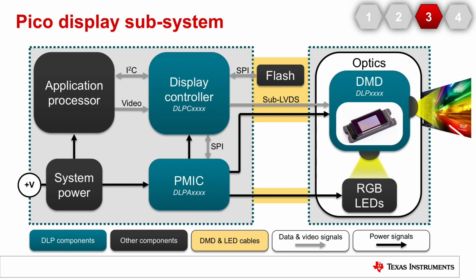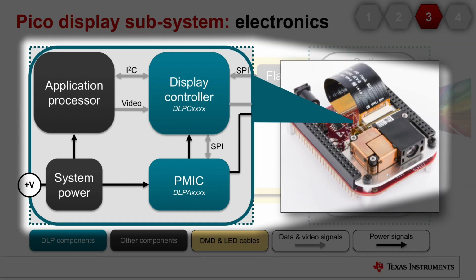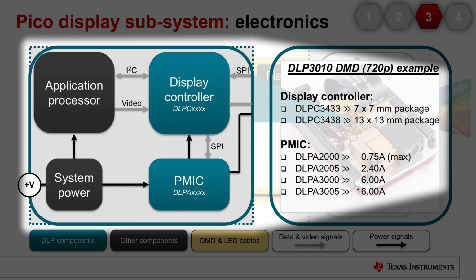Now let's take a look at the display subsystem block diagram holistically. To your left, you have all the electronics portion, and these will include the display controller and the power management devices of the DLP components. As an example, let's take the DLP 3010 DMD, which supports the 0.3-inch 720p. It is paired with a display controller, and in these cases we have two devices, one supporting a 7x7mm package and the other supporting a 13x13mm package.